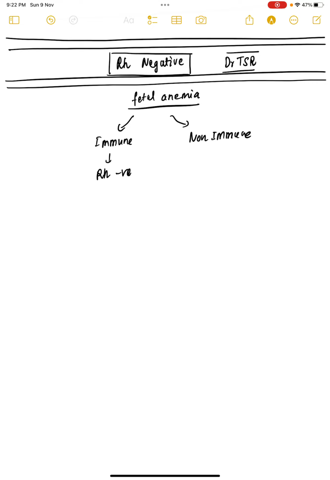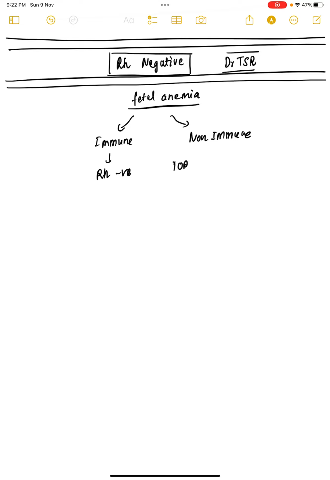Right? So why are we so worried about Rh negative? Because it causes fetal anemia. When it is fetal anemia or hydrops fetalis, it can be immune related or non-immune. Immune is mainly because of Rh negative, where there is antibody formation against the fetal Rh antigen, right? So what are the non-immune causes of fetal anemia?